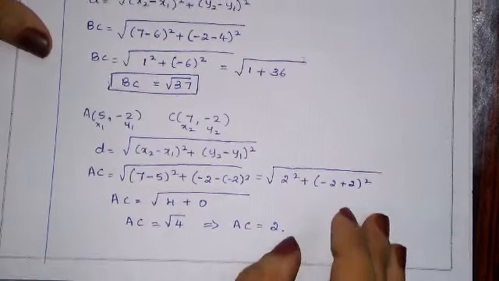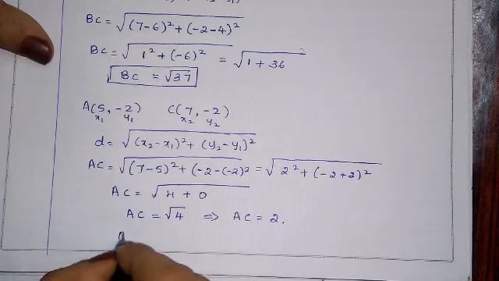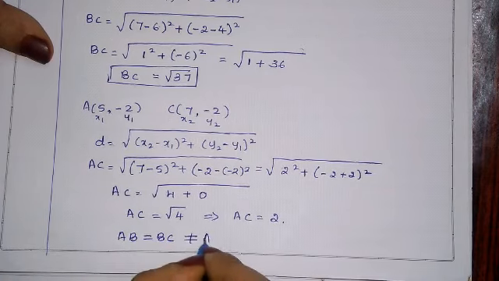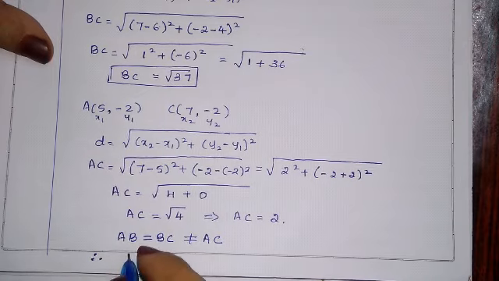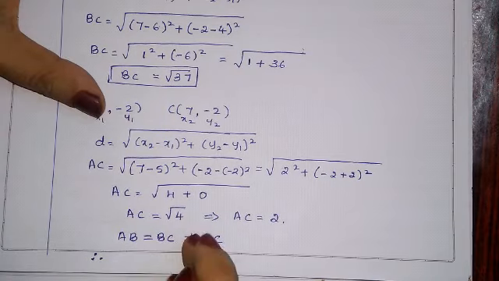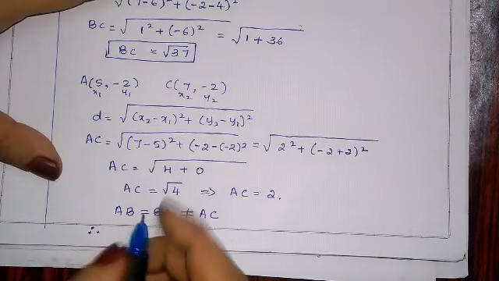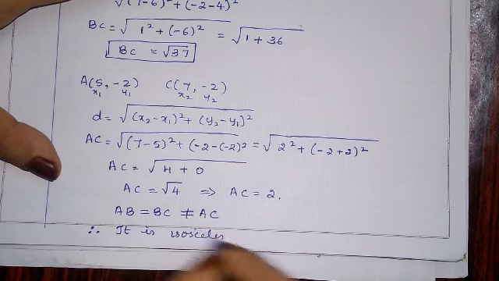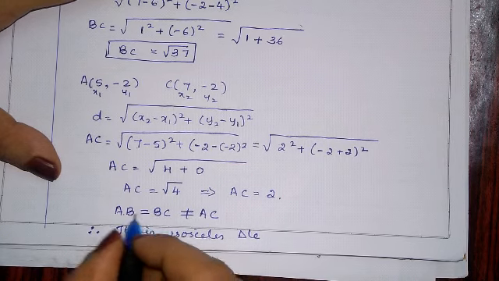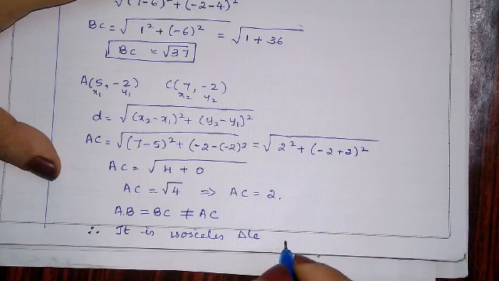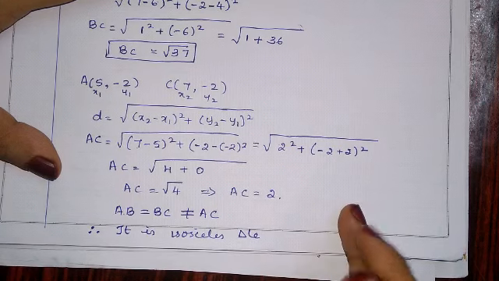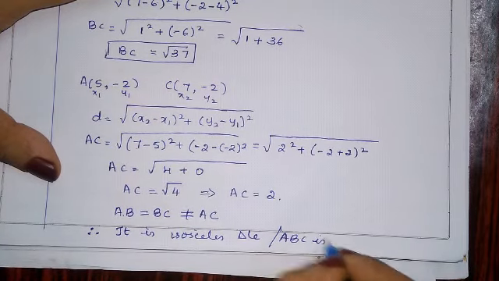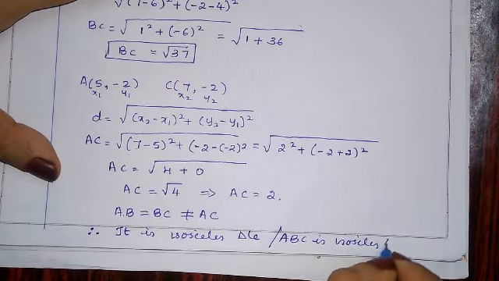So now we can write here AB equal to BC but not equal to AC. Therefore, the given points are the vertices of an isosceles triangle, because we got two sides equal. Therefore ABC is an isosceles triangle.